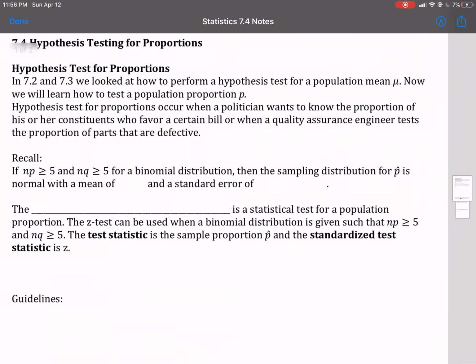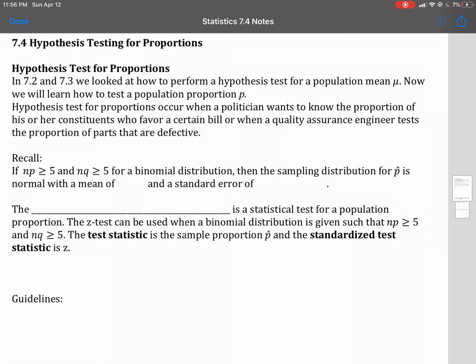Okay, so continuing to talk about hypothesis testing, 7.4, we're going to look at hypothesis testing for proportions. So in 7.2 and 7.3, we looked at performing hypothesis tests for the population mean, mu. So now we're going to look at how to test for a population proportion, p. Hypothesis tests for proportions occur when a politician wants to know the proportion of his or her constituents who favor a certain bill, or when a quality assurance engineer tests the proportion of parts that are defective.